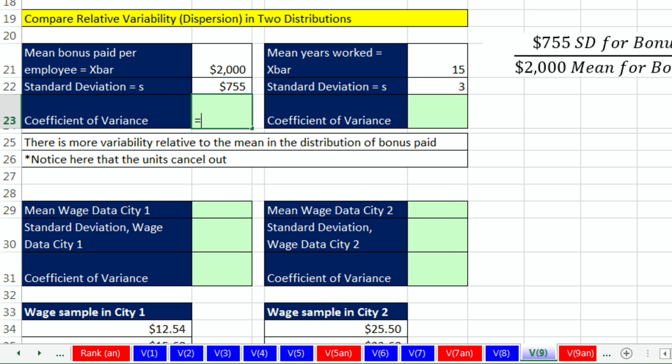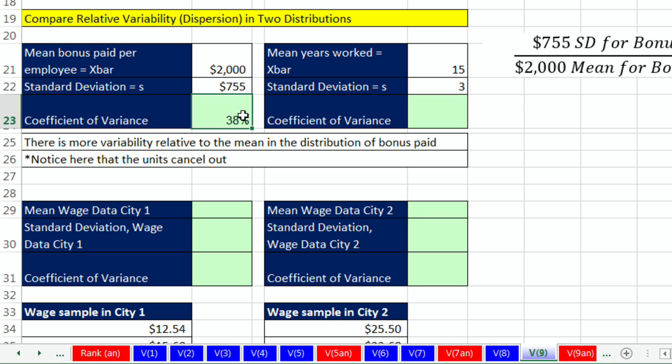So I'm simply going to say, hey, $755. That's the standard deviation for bonus, and I'm going to divide it by the mean bonus amount, 2,000. I get 38%. Now, one thing that's nice about this coefficient of variance is the actual units cancel out here, so we're left with just a percentage, right?